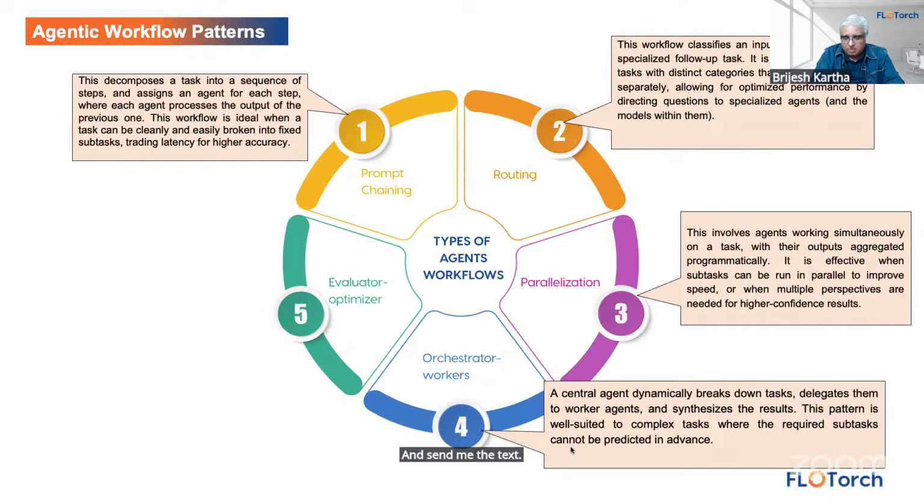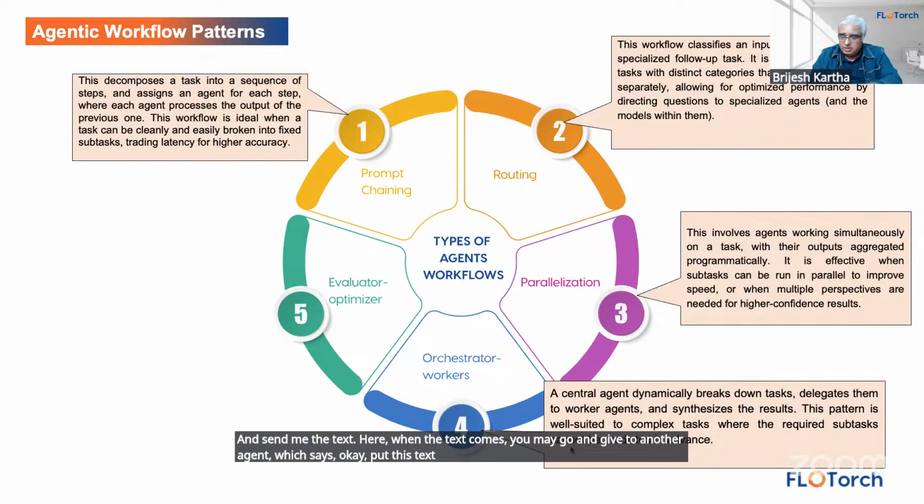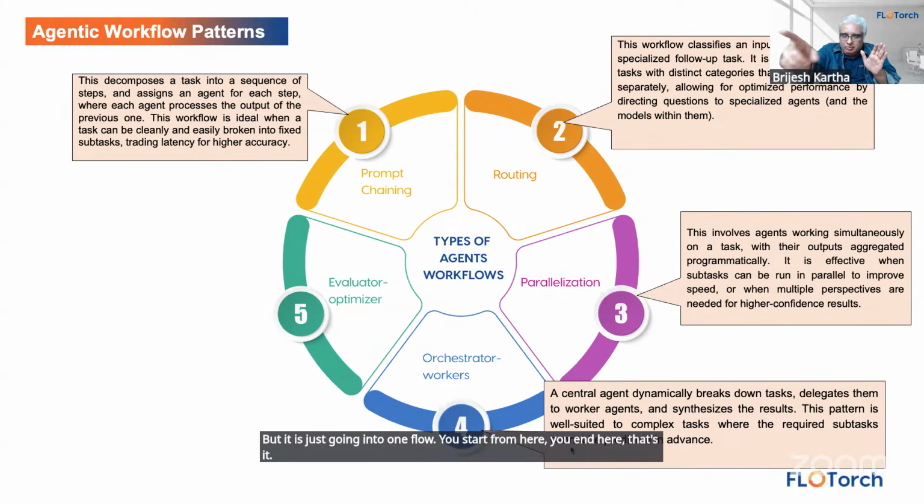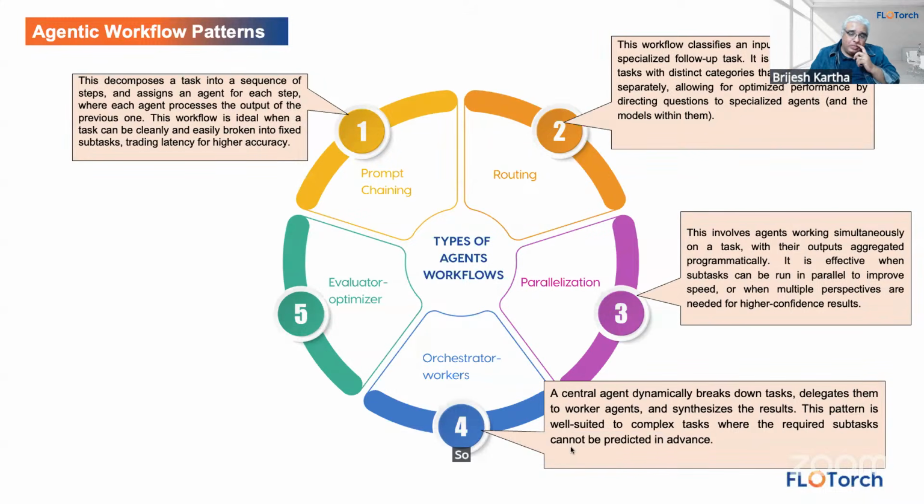When the text comes, it may give it to another agent which says, okay, put this text into the SQL database. Then it takes it and gives it to another agent and says, analyze the risk. So the orchestrator becomes this entity which is sending things to the different branches and then expecting the answer to come back. That is a very main difference from what parallelization or prompt chaining would do, where it is just going into one flow. You start from here, you end here. But in orchestration, you're giving, answer comes, giving, answer comes, giving, answer comes, and then you end it. So the orchestrator is basically using the other agents like tools in many ways.